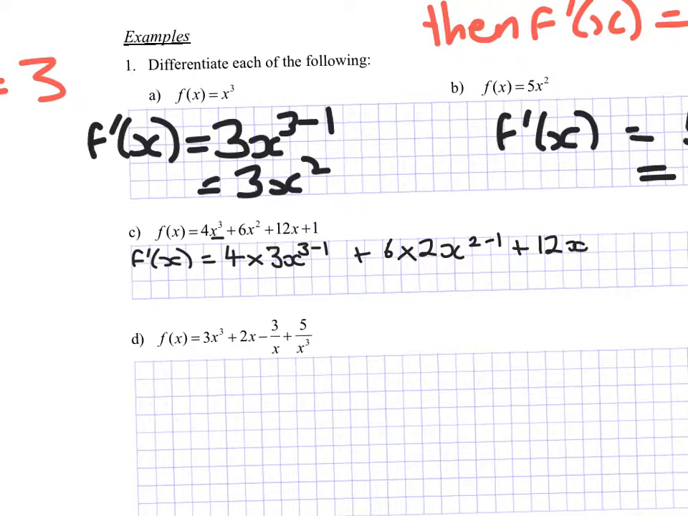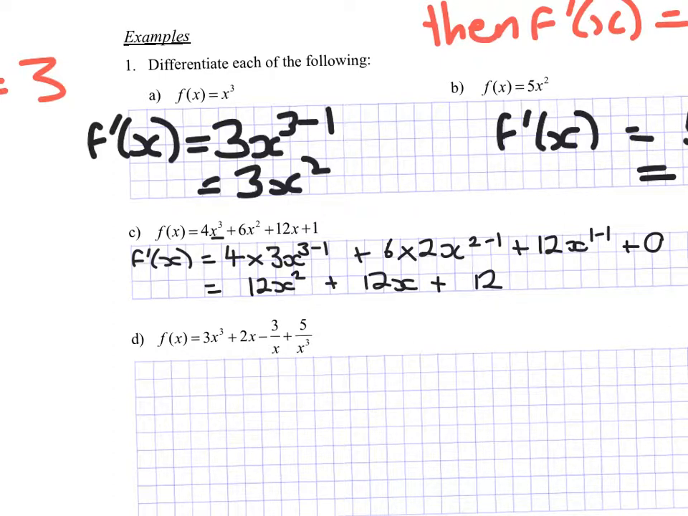Multiply down and then subtract 1, so 1 take 1, plus, and then 1 is a constant, and we learnt that the derivative of all constants is 0, so it's going to be 0 on the end. So if we simplify that, that would be 12x squared plus 12x plus 12x to the 0, which is just 12. All right, so that's the derivative of that function.